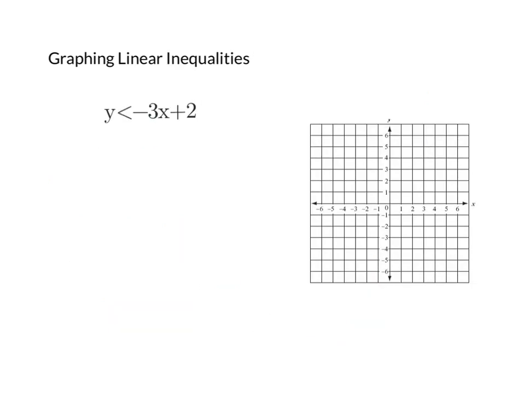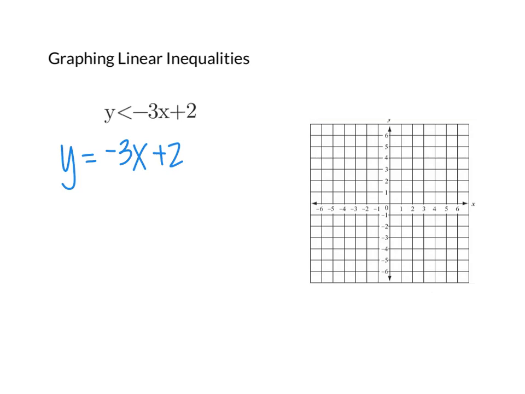Taking it one step further, we're going to deal with linear inequalities. So this one we're going to do with some shading. Okay, so y is less than negative 3x plus 2. So first thing you're going to do is graph the line y equals negative 3x plus 2.